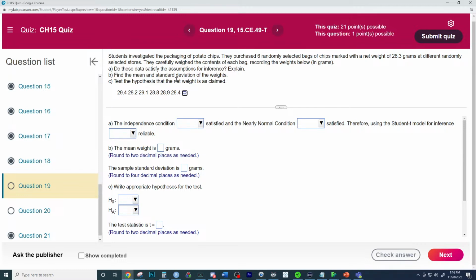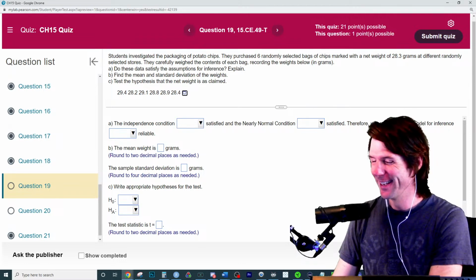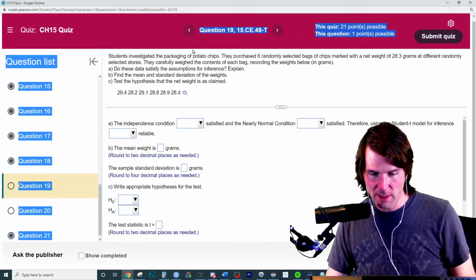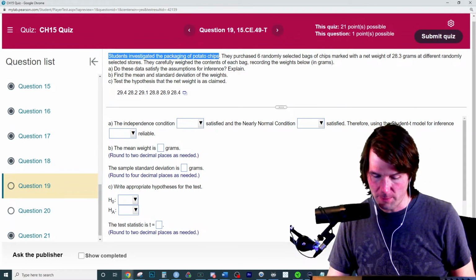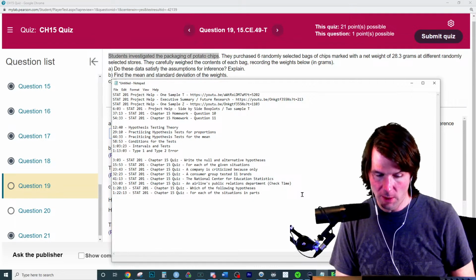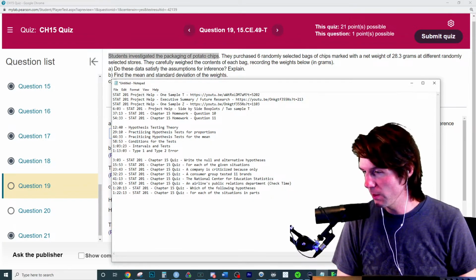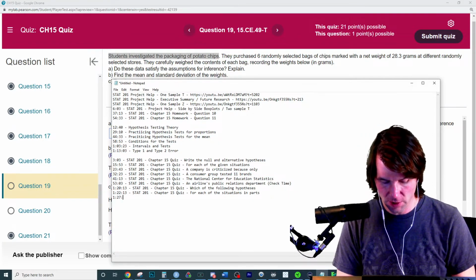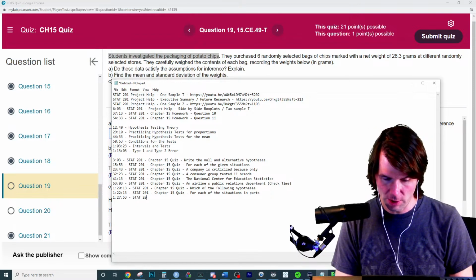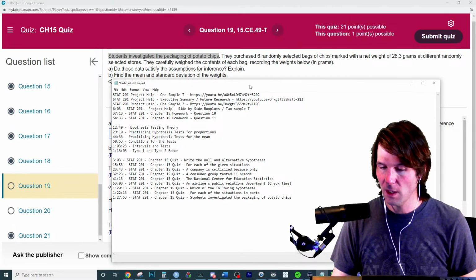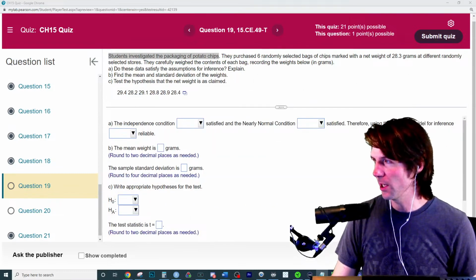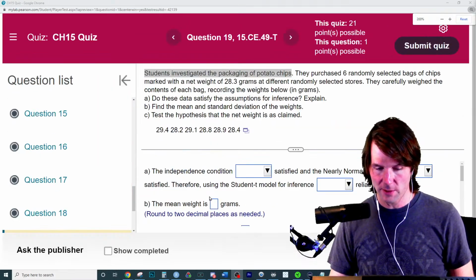Students investigate potato chips. I think we're doing it right here. Yep, we're doing it correctly. I'll slow down. This question, you need to use JMP. So this question right here, you need to use JMP. Does that make sense? What do you need to use to solve this question? I mean, you could do it another way, but I wouldn't suggest it.